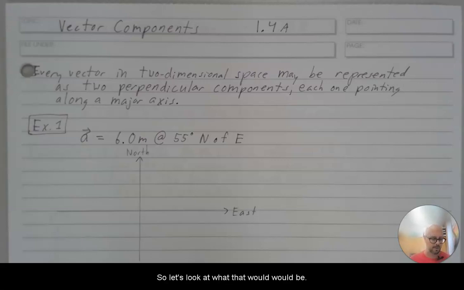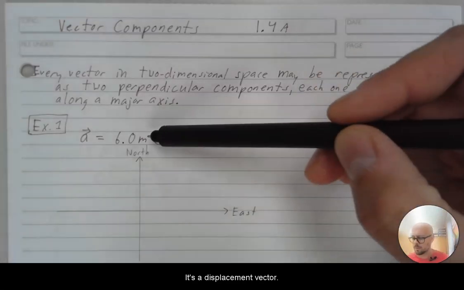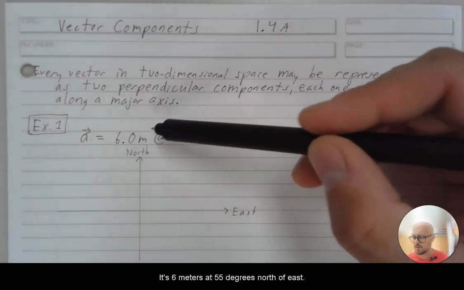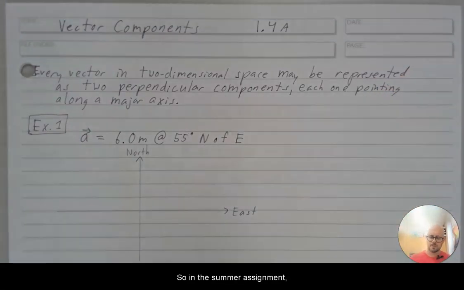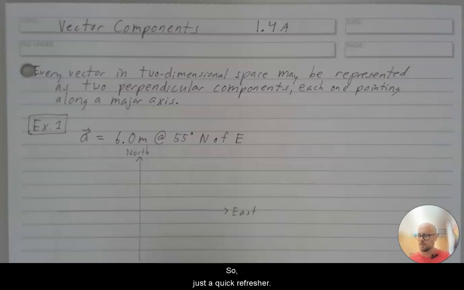So let's look at what that would be. Vector A here is something I made up. It's a displacement vector. It's 6 meters at 55 degrees north of east. In the summer assignment, you had to deal with this, so just a quick refresher.